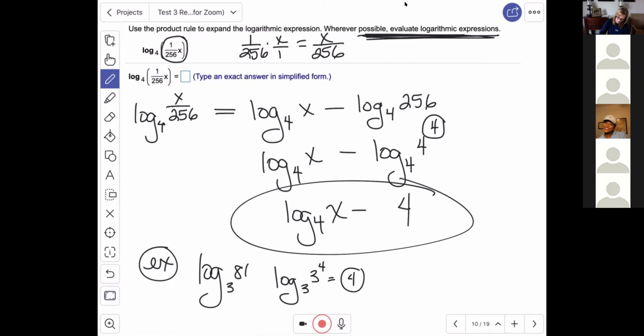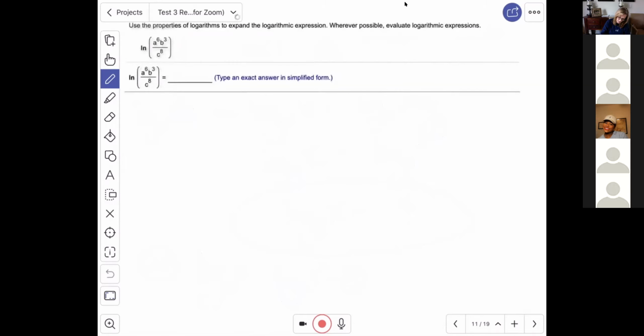I think the next one's that way. Let's see. Yeah, this one they're asking you just to expand it again right there. So when you expand this, just using those properties, this was all from like 5.3. We've got natural log of a to the 6th, and because you were multiplying times b, you're going to add between the two. And then because you divided by c to the 8th, you subtract. That makes sense? That was that rule.